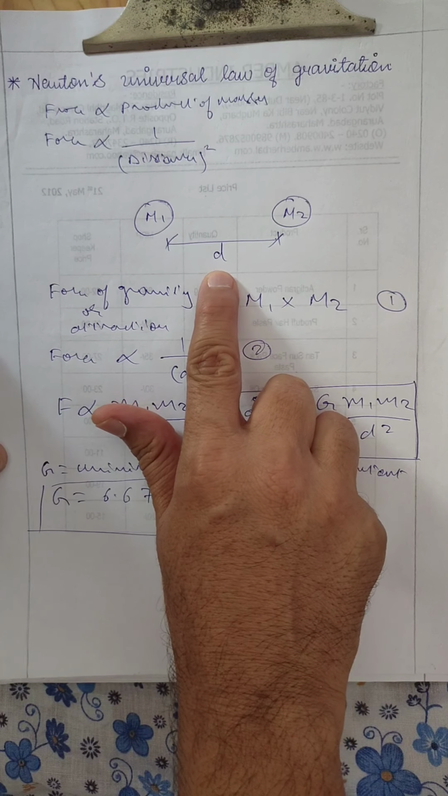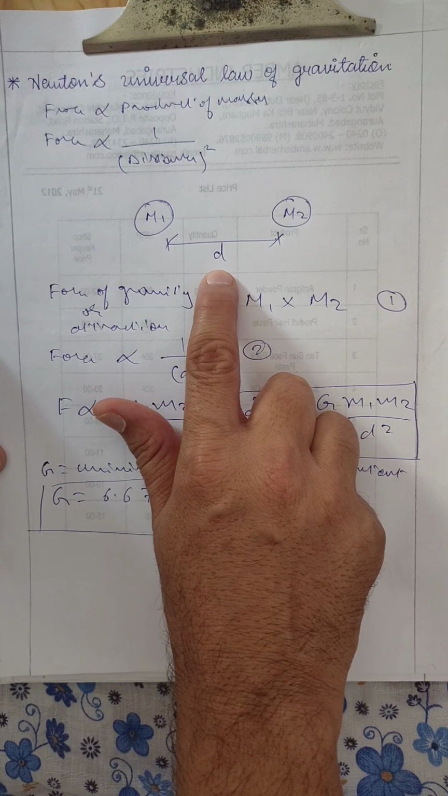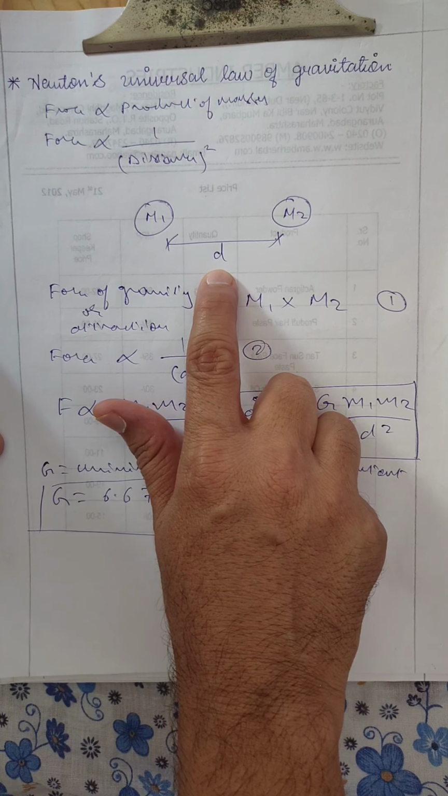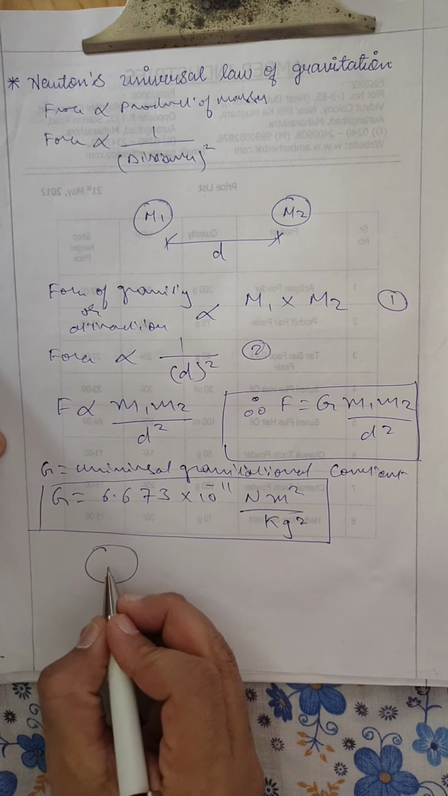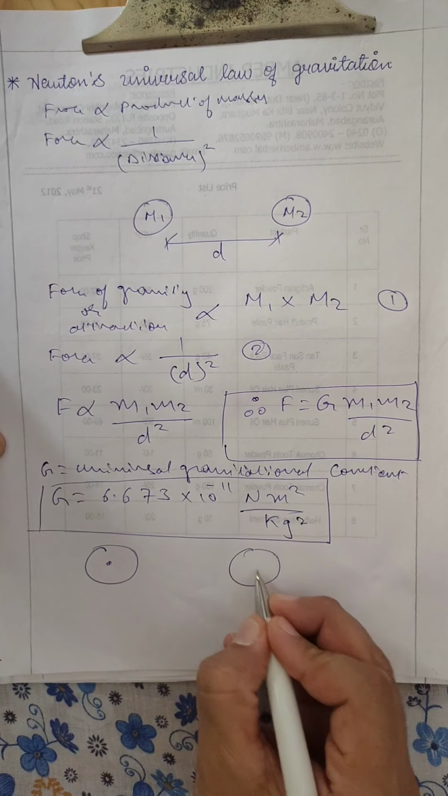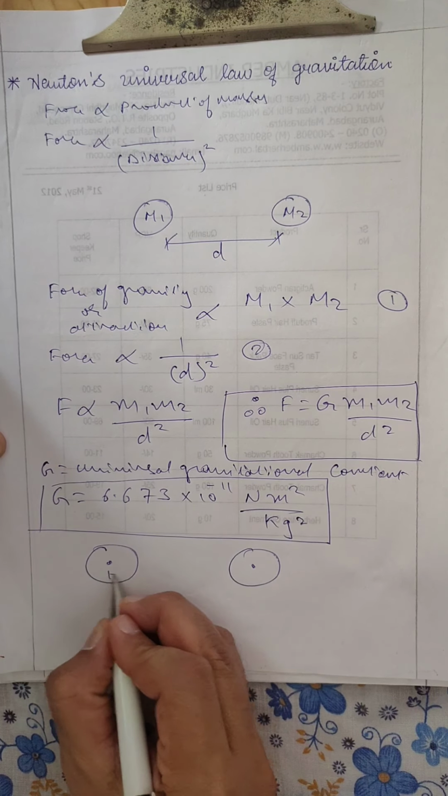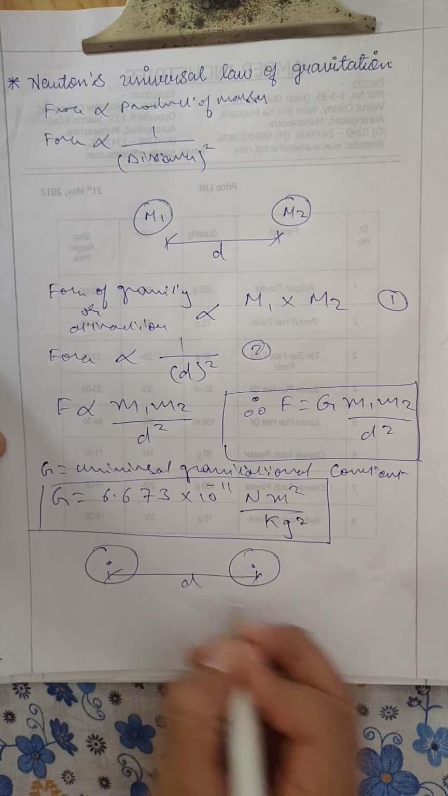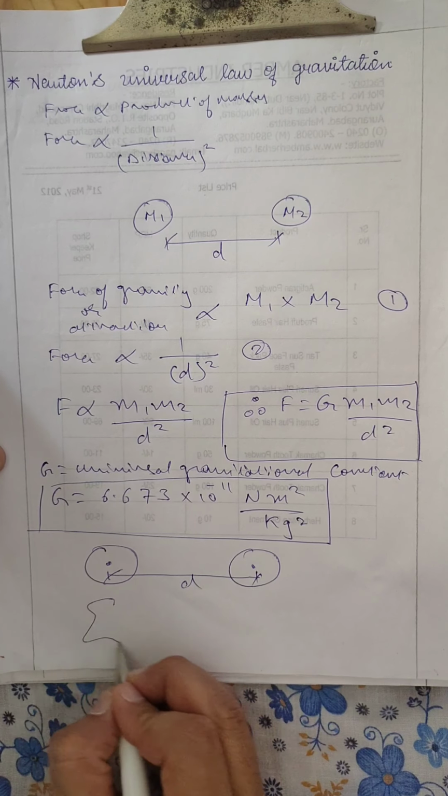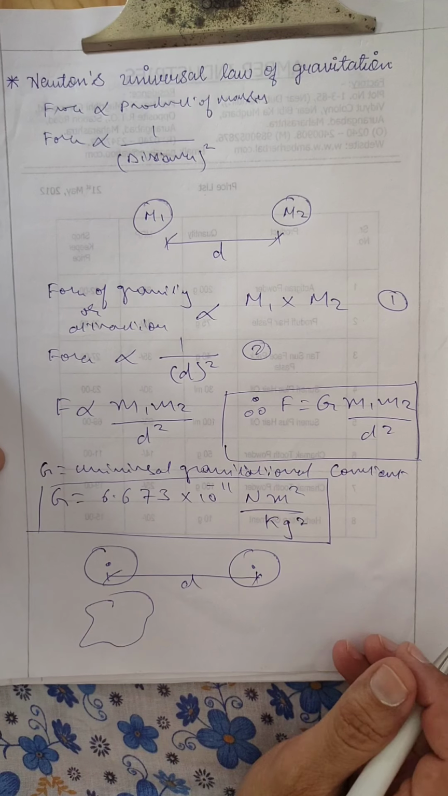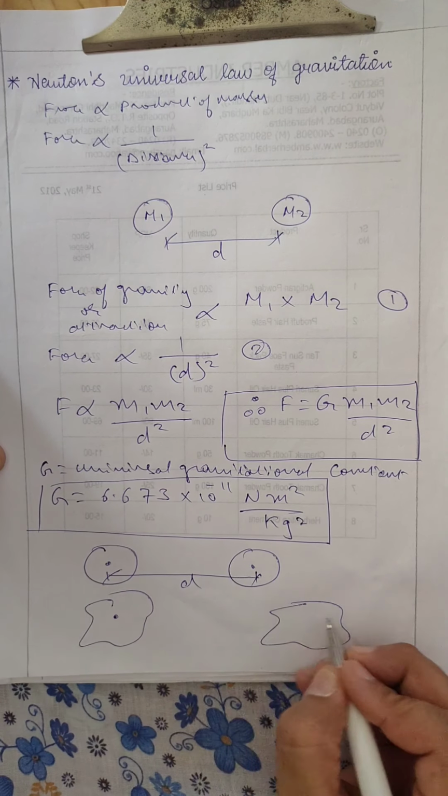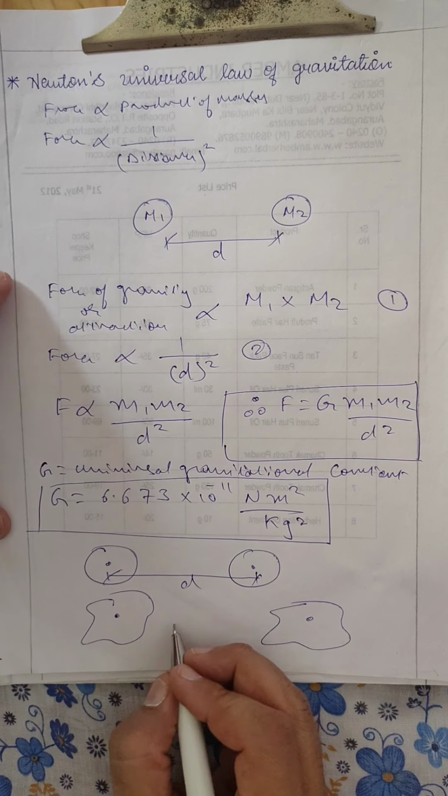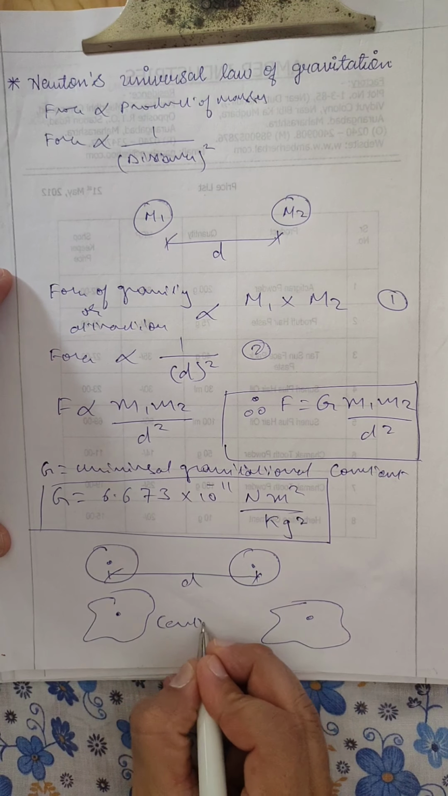How can we find the distance? The distance is from the center of their mass. If the body is spherical, it is the center. If the body is irregularly shaped, we take the distance from the center of the two bodies. But suppose the body is irregularly shaped, then how will we find the center? These two bodies are irregularly shaped. We need to find the center of mass. What is that? Center of mass.